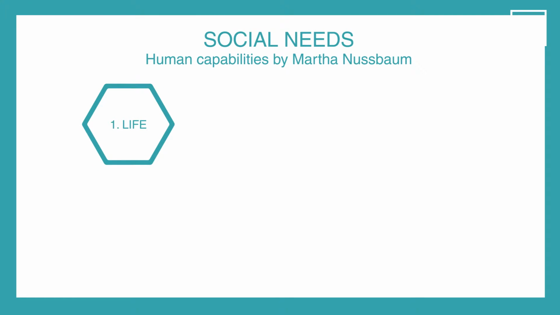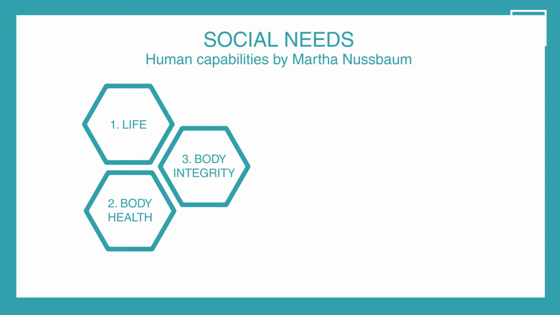These human capabilities are: 1. Life. 2. Body health, which also includes reproductive health and adequate food. 3. Body integrity, to have freedom of movement and security against all types of aggression. Here, it also includes opportunities for sexual satisfaction and for choice in matters of reproduction. 4. Senses, imagination and thought. It involves the ability to feel, imagine, think and reason. Here, it takes place regarding education, including literacy, scientific and mathematical basic training, artistic production and religious action.